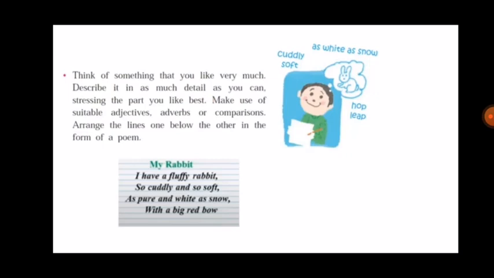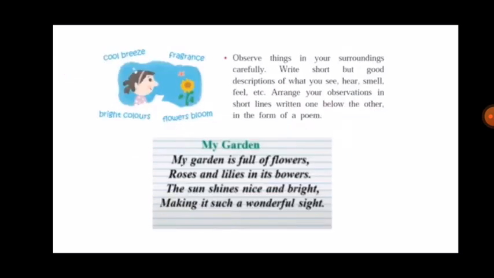Now there is another activity. Observe things in your surroundings carefully. Write a short but good description of what you see, hear, smell, feel, etc. Arrange your observations in short lines written one below the other in the form of a poem.